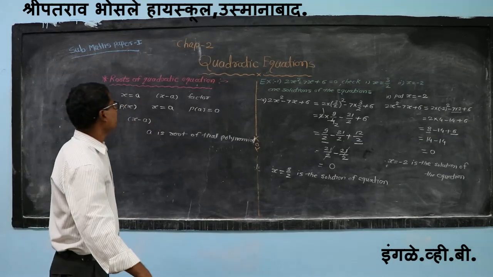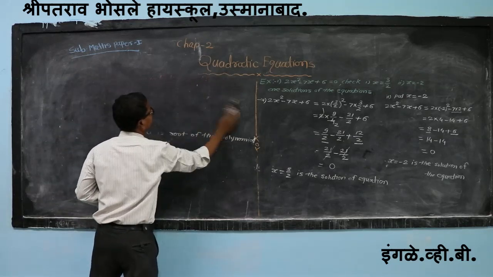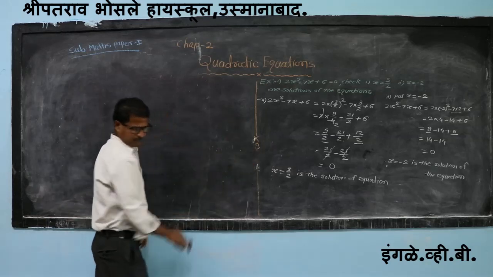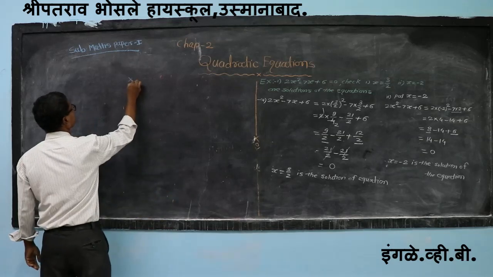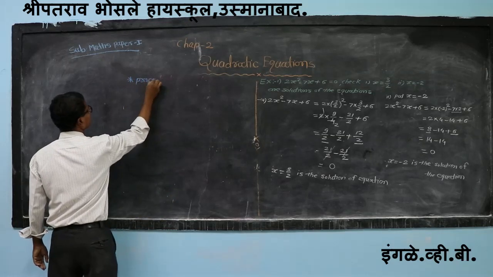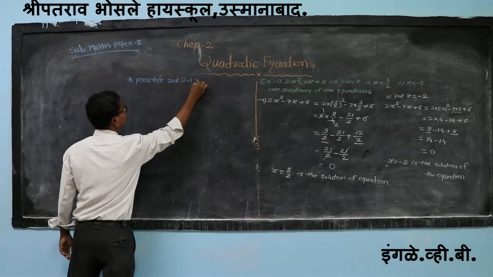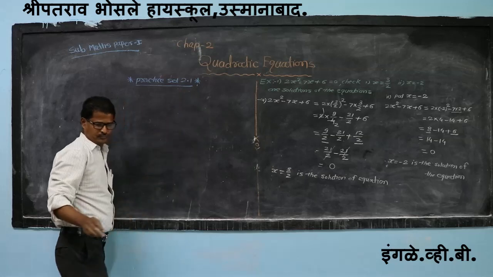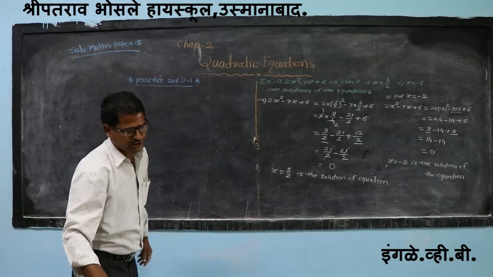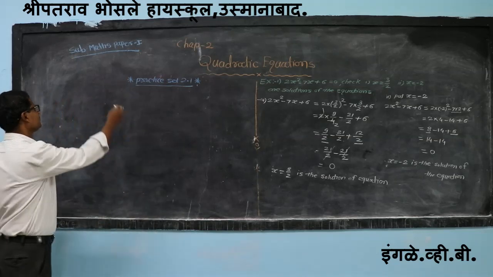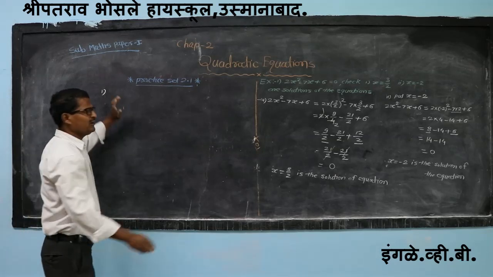Now we see practice set 2.1. Here the first question in practice set 2.1 is to write any two quadratic equations. Here we have to write any two, so take one variable and write two equations.